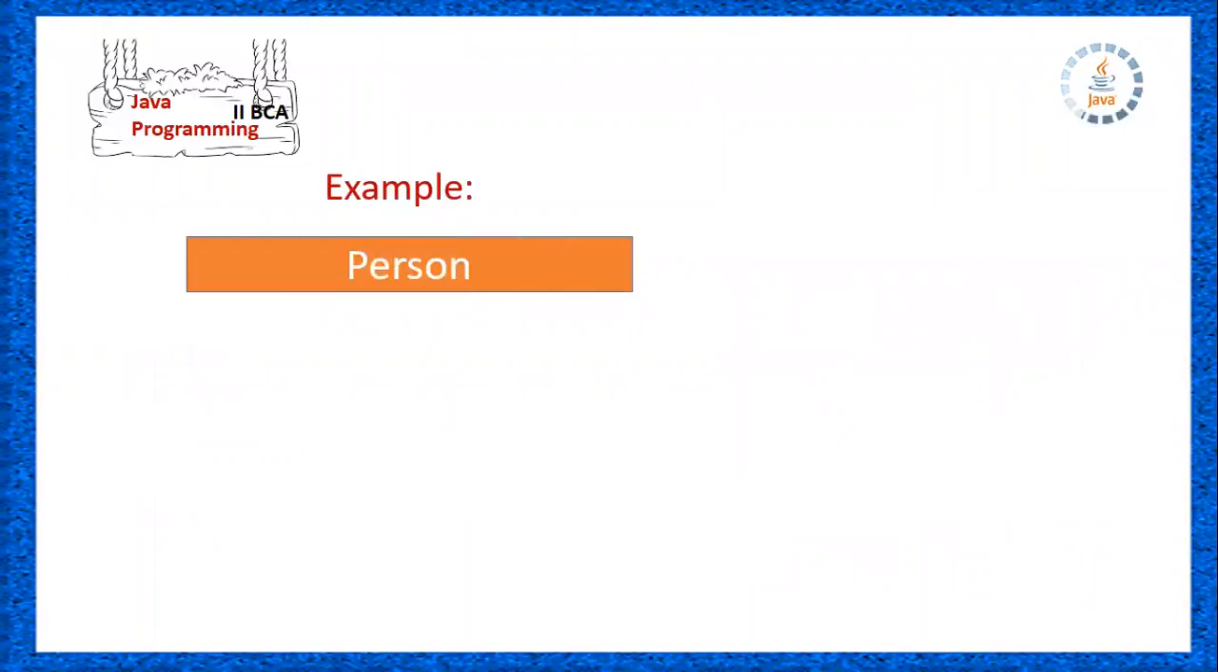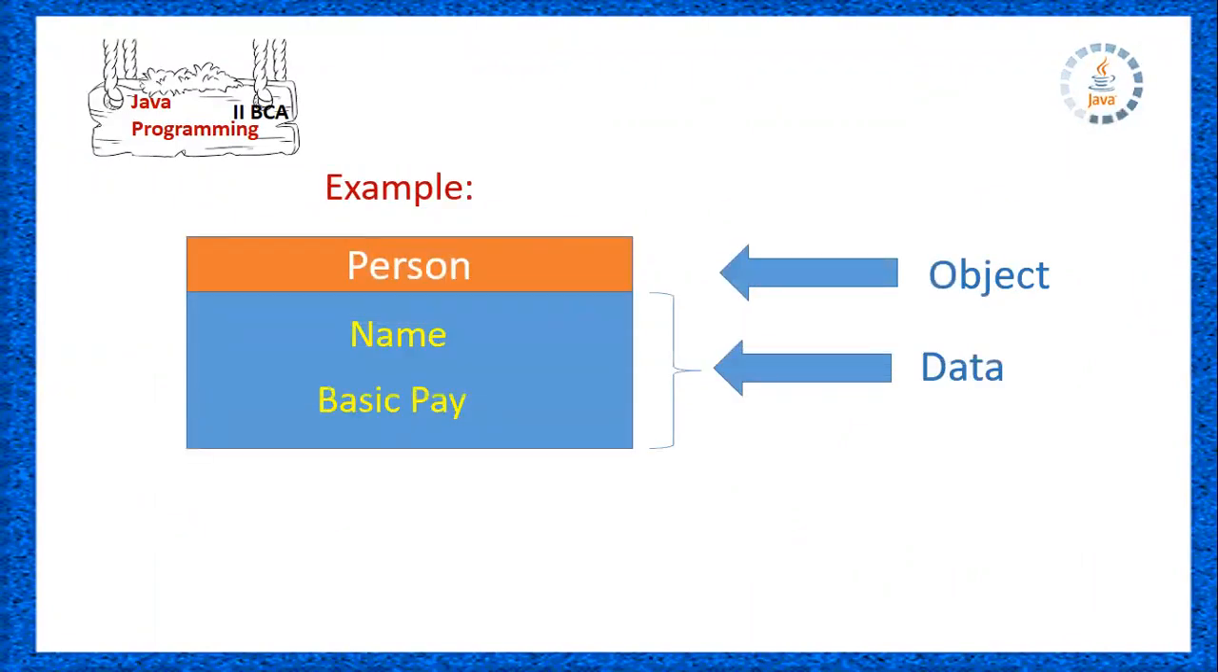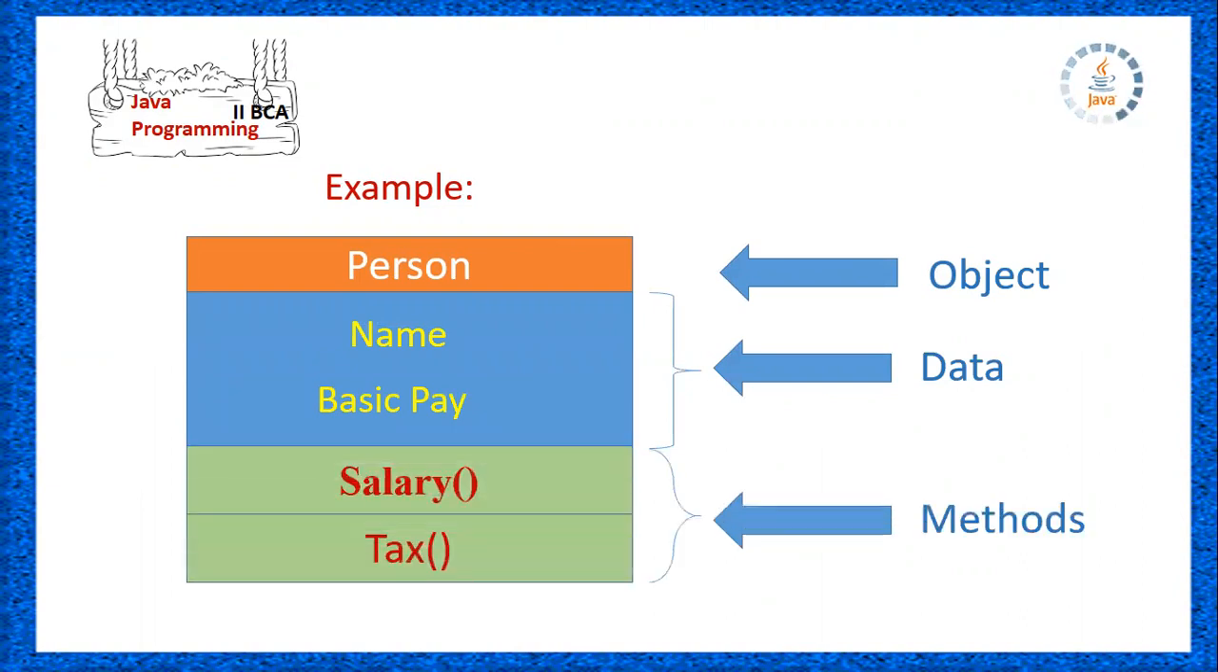Another example is, consider here a person as an object. So here this person has two data, the name and the basic pay. These two represent the data, and the salary and the tax represent the methods or behavior of that person. So in this example, this person is the name of the object.